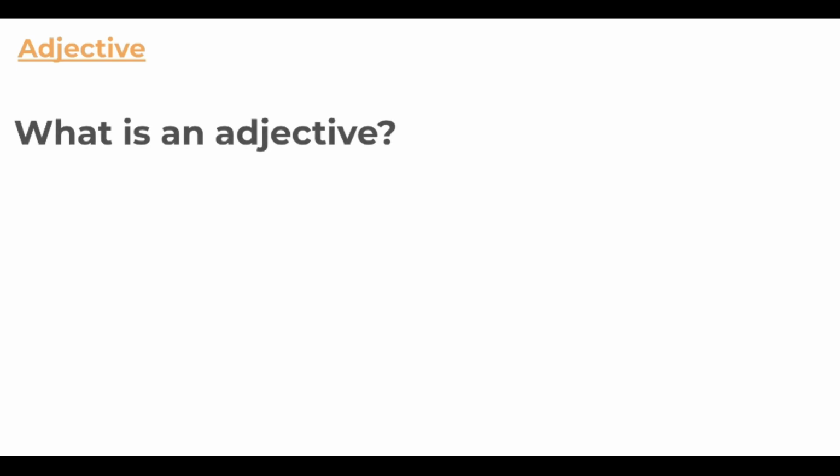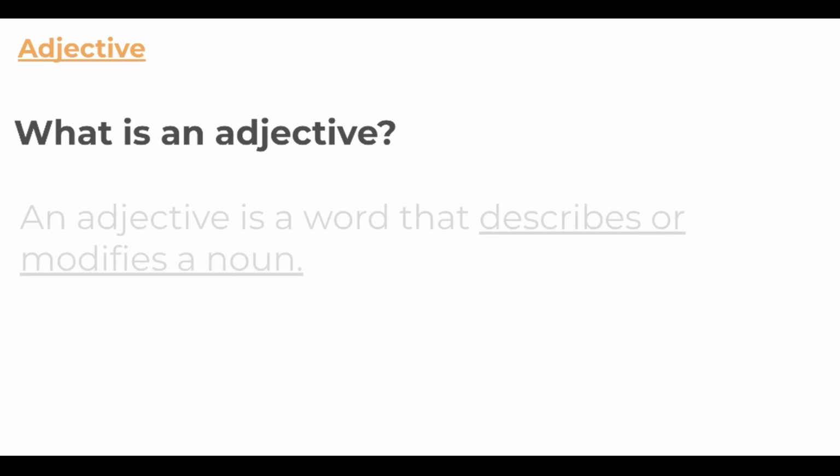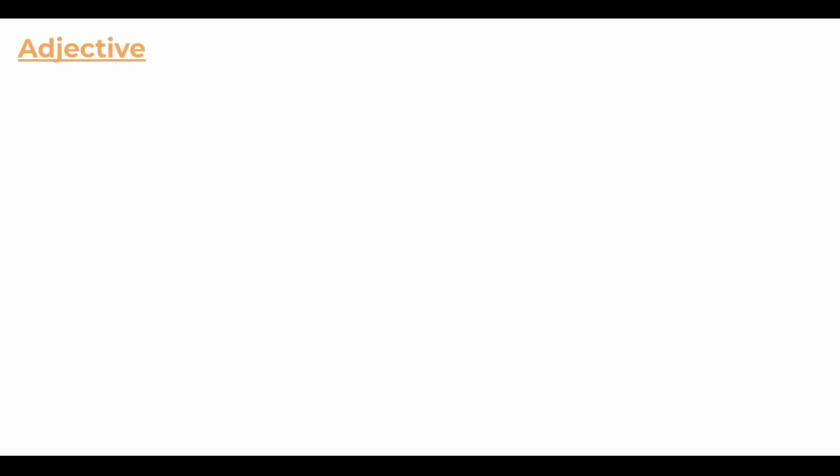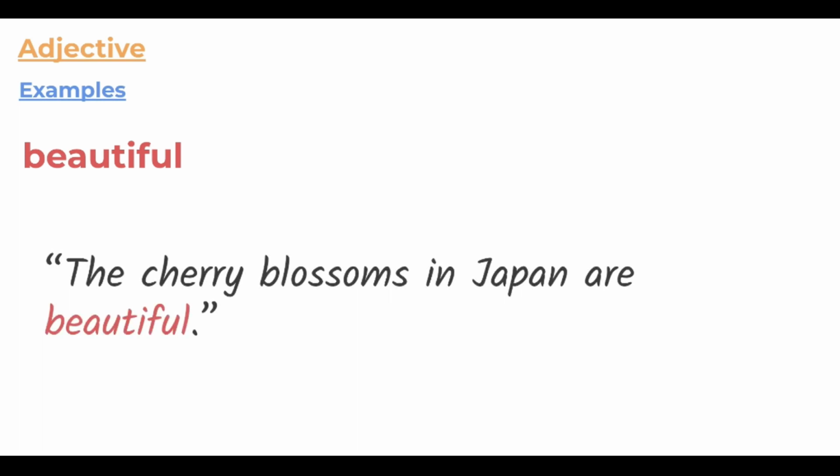Okay, that was an overview of verbs. Now we can dive into our adjectives. So what is an adjective? This is a describing word, and it focuses on describing or modifying nouns. And there's all different types of adjectives. So we'll look at that together. For example, beautiful. The cherry blossoms in Japan are beautiful. So what's beautiful modifying? The cherry blossoms. It's describing how they look.